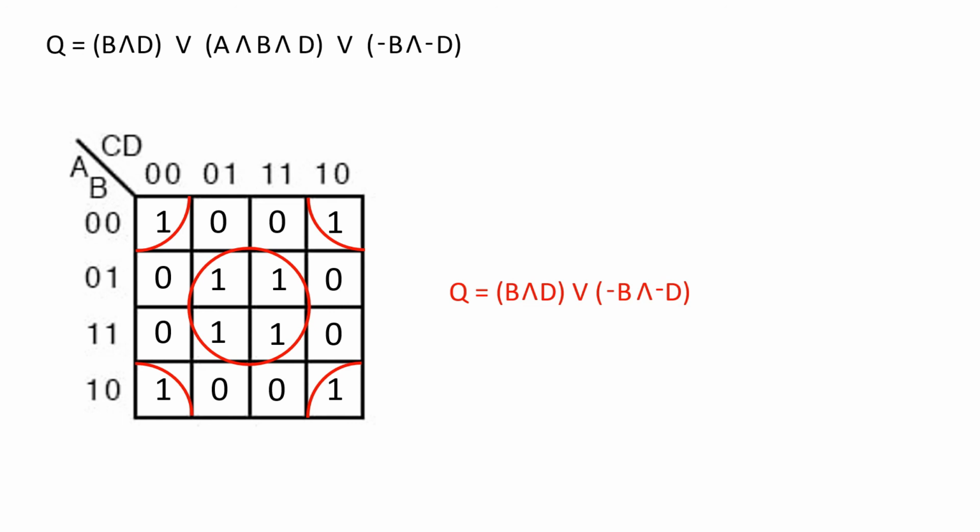So you can see how our original expression has been simplified to create our end expression, because the middle component, A and B and D, if you remember, that was like a doubles value. We didn't need it. So that gives us our final expression.